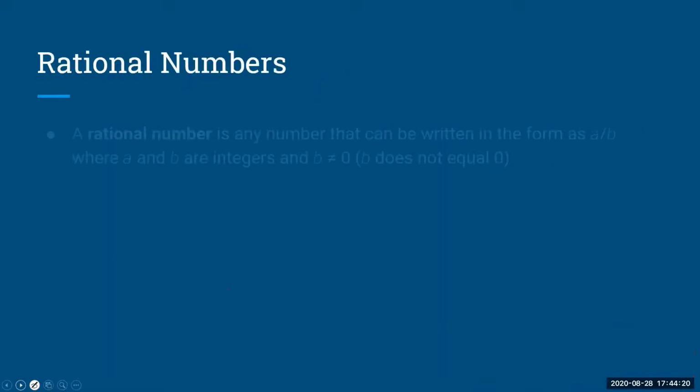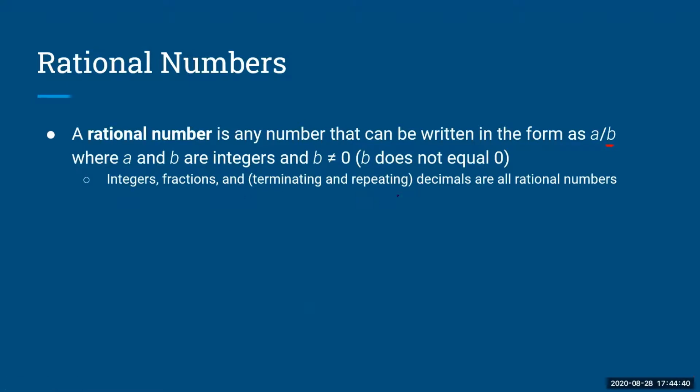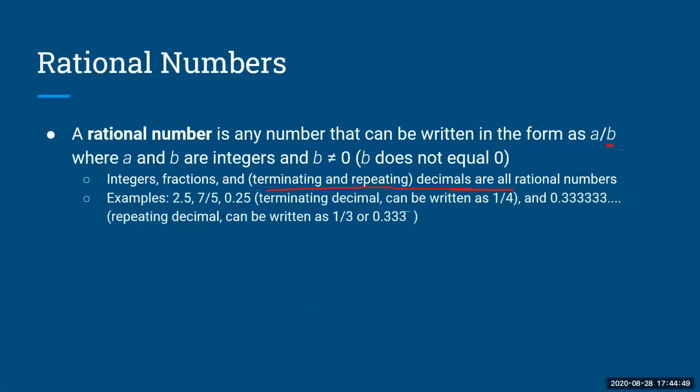Okay. Rational numbers. A rational number is any number that can be written in the form a divided by b, where a and b are integers, so non-fractional numbers, and b does not equal 0 because you cannot divide by 0. Okay, you just can't. I'm joking. If you ask me why, I'll tell you, but not right now. So integers, fractions, and terminating and repeating decimals are all rational numbers. So 2.5, 7.5, or 7 over 5, 0.25, which is a terminating decimal, which can be written as 1/4, and 0.3333, which is a repeating decimal, because it can be written as 3 with a bar over it, or 1/3.